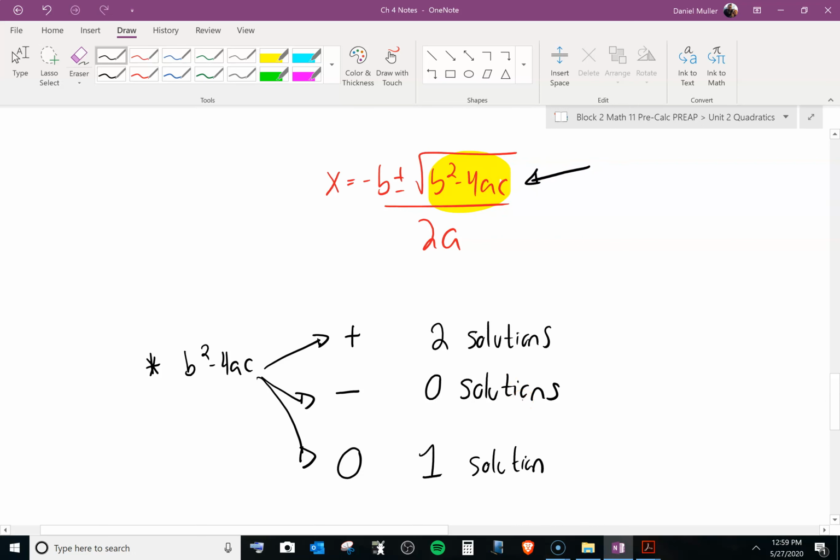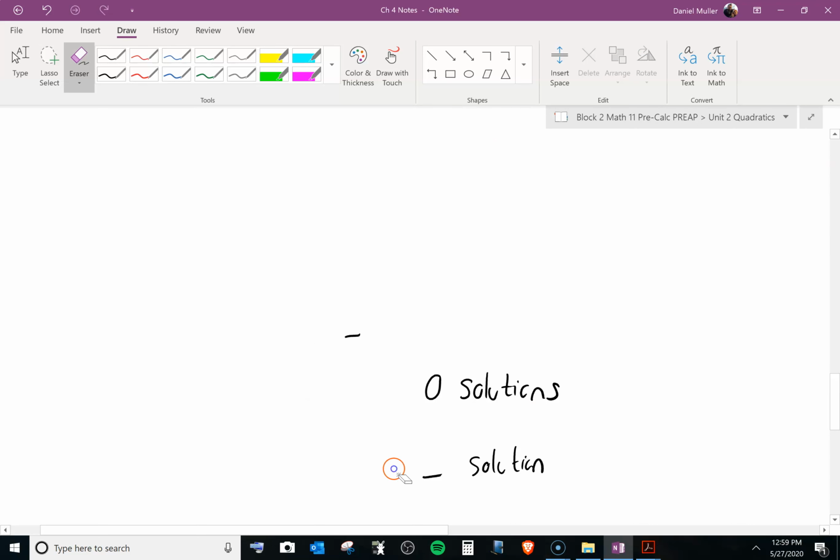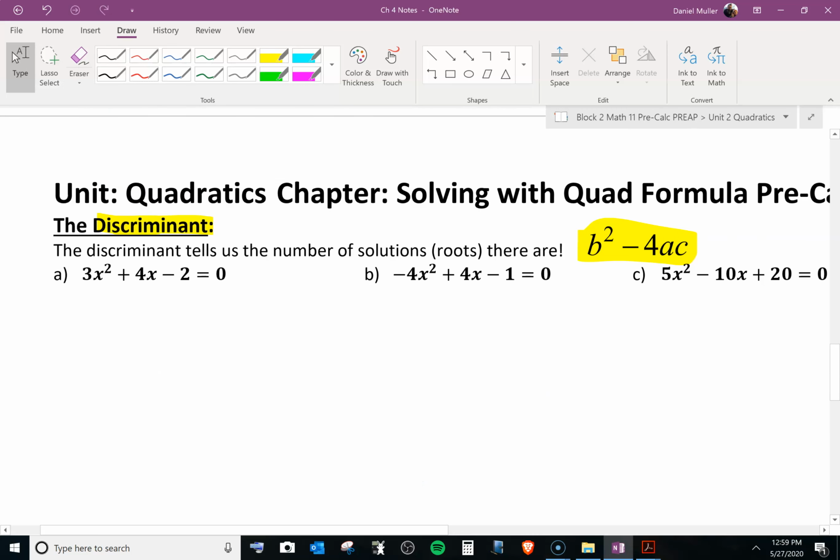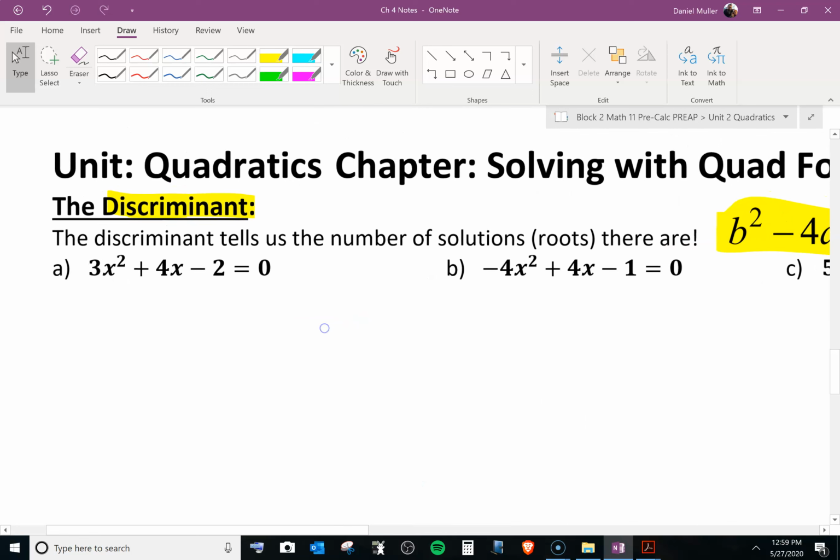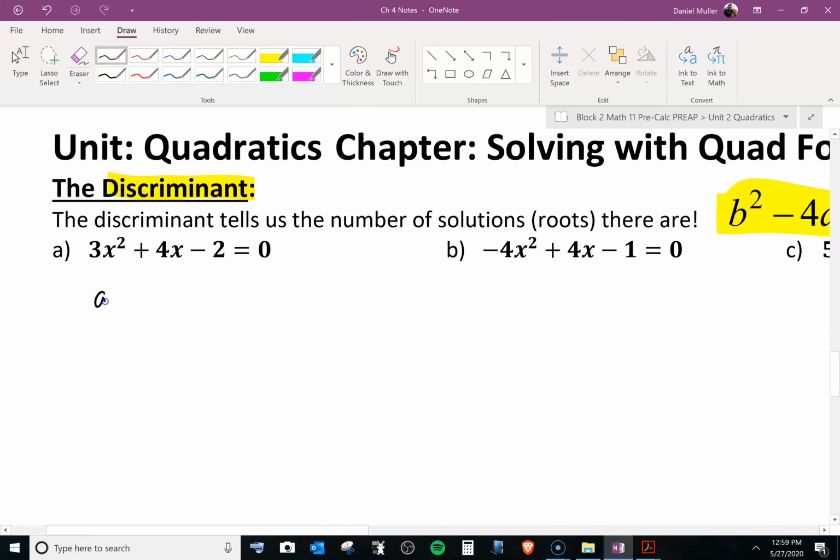Again, if you get a positive number, two answers. If you get a negative number, no answers. And if you get a zero, then we're going to get one answer. So I'm going to erase this, and we'll just do these three questions. It just says, look at the discriminant and tell me how many answers. It doesn't even ask what the answers are.